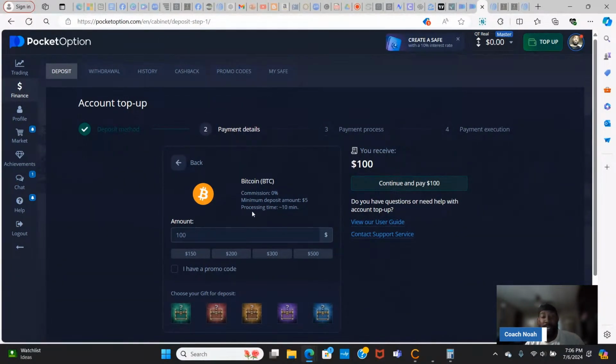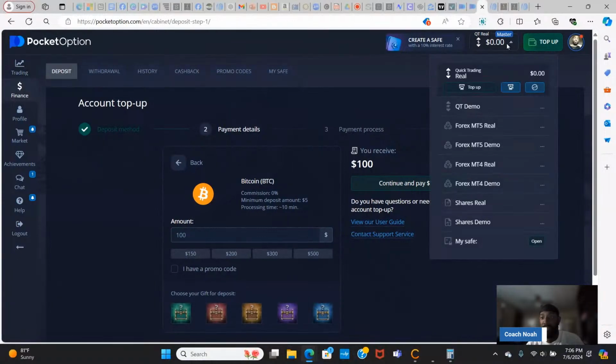So you start with that, put that amount in. Once you click continue to pay, it'll show a Bitcoin address, and you're going to send the exact amount to that address, right? So just copy and paste. And then once you do that, give it about 30 minutes, and you should see it pop up in your real account here, right?